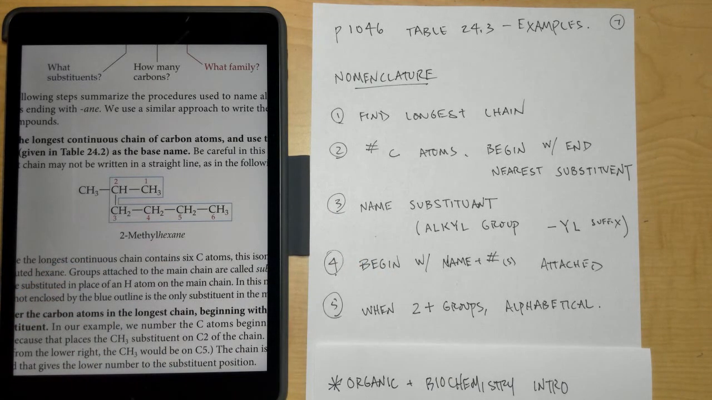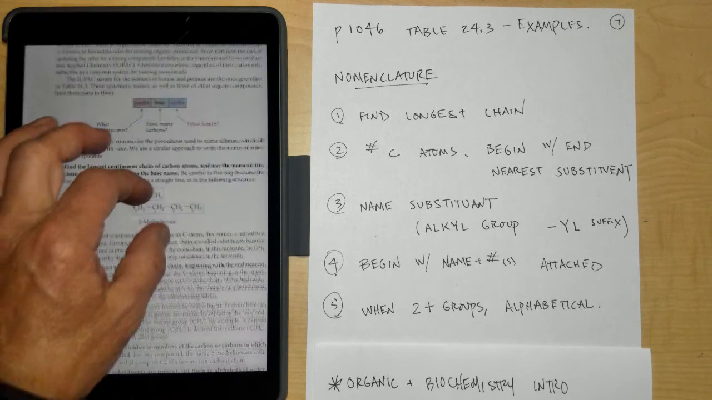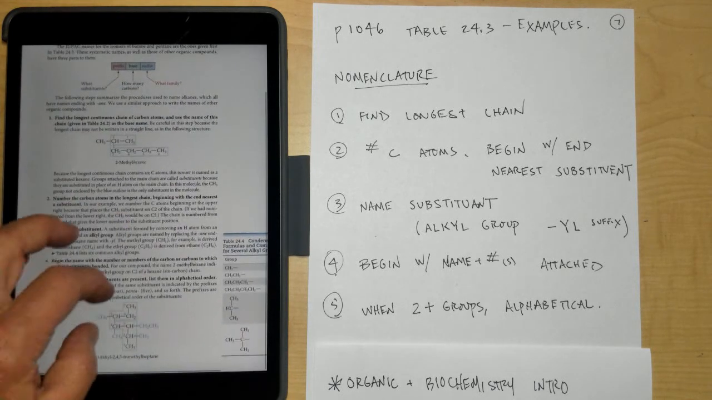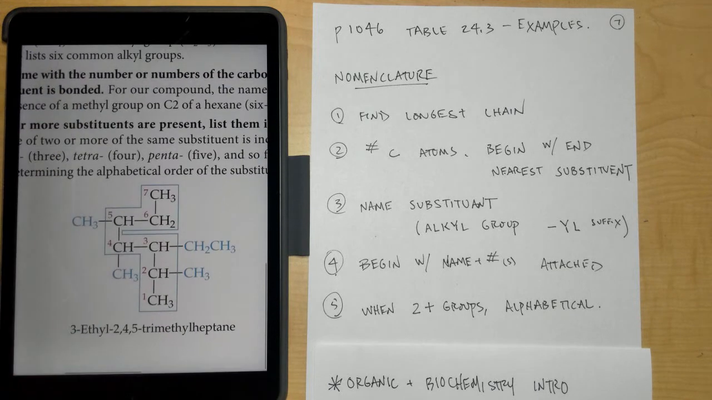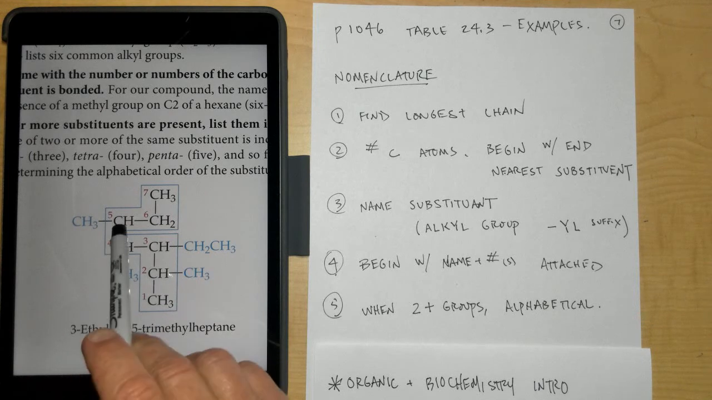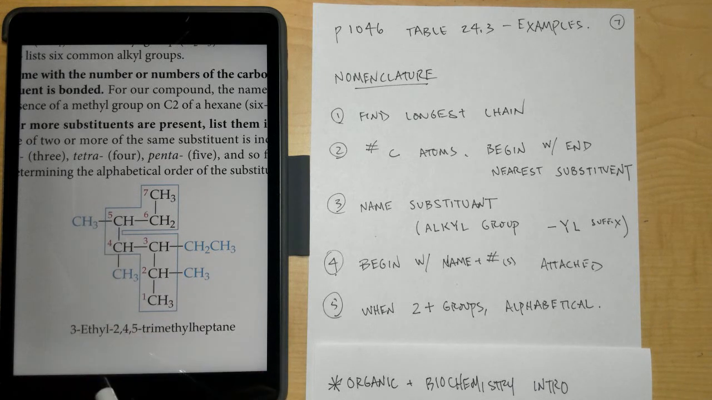And then if there are two or more groups attached to it, you name them alphabetically. Here's one more example. This one is kind of tricky to find the longest chain. 1, 2, 3, 4, 5, 6, 7. And then you can see off of the second carbon is a methyl group. Off of the third carbon right here, there's an ethyl group. And then here we have a methyl group coming off of 4. And here we have a methyl group coming off of 5.